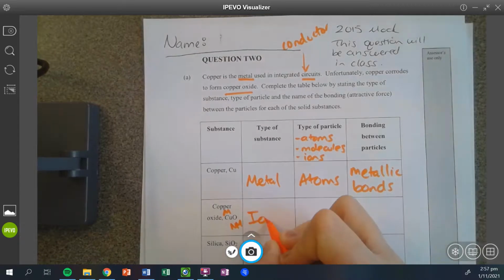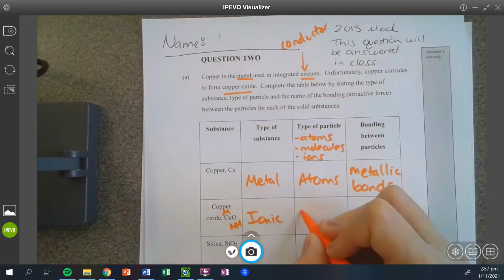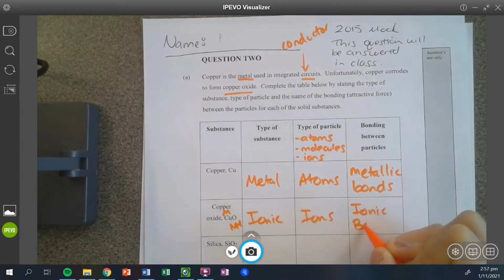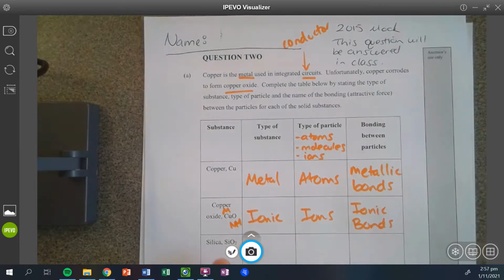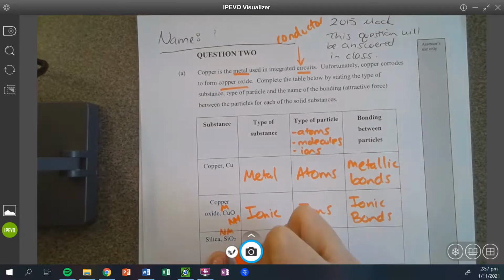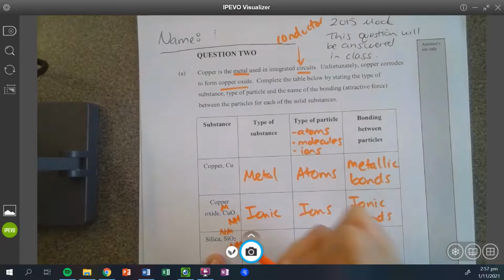And with the ionic solid, then the particles have to be ions, and then it's just an ionic bond. So a lot of it's pretty logical. We good so far? All right. Silica, which we see is silicon and oxygen. If I look at that, both of those are nonmetals. So from initially, I can already tell that this is going to be covalent in some way.